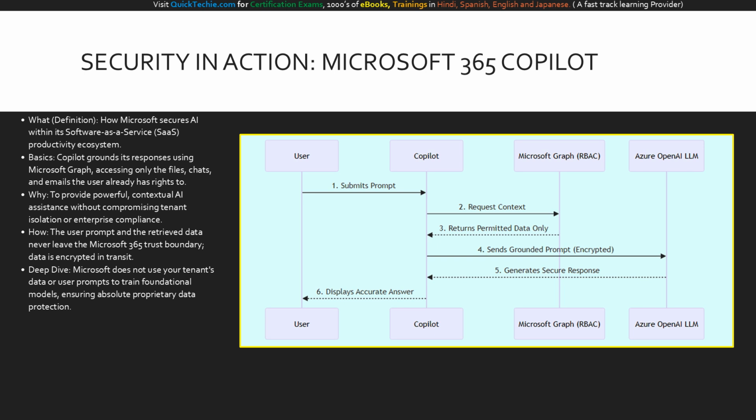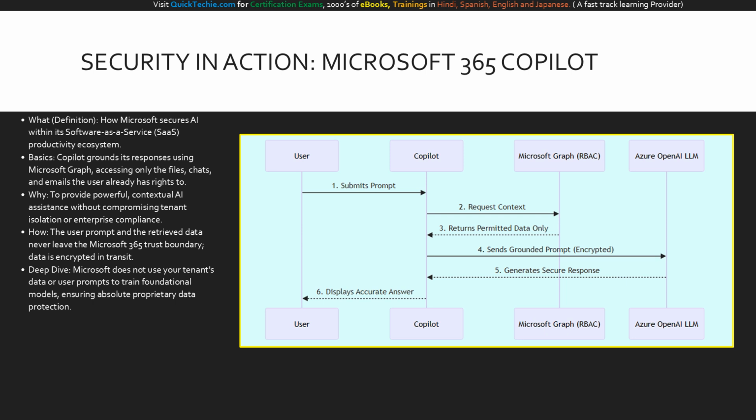The prompt and the retrieved data are sent to the LLM via encrypted transit, and the processing happens entirely within the Microsoft 365 trust boundary. Now for the most important deep dive for business leaders, Microsoft's explicit guarantee. Your enterprise data, your user prompts, and your generated responses are never used to train Microsoft's foundational models. Your proprietary data remains exclusively yours.